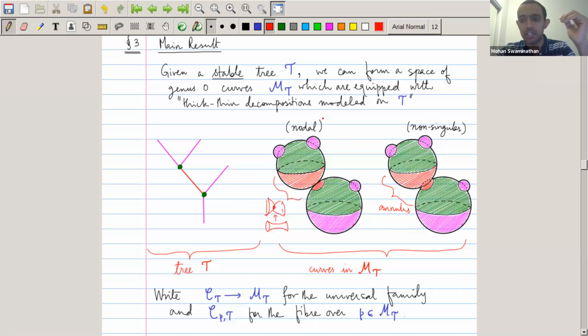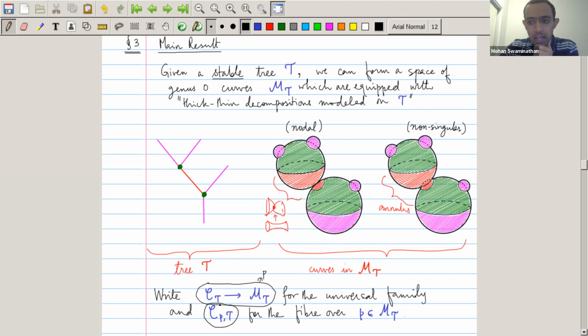Each pink region looks about the size of P1 with half the metric, and each red region looks like a superposition of two P1 metrics coming from two different sides on the annulus, which then degenerates when the annulus becomes infinitely long to just two disks attached at a point. So this is the family of curves that I am calling M_t. And let's use some notation and call the universal family sitting over this C_t. So given a point P in M_t, I will denote the curve corresponding to it by C_{P,t}.